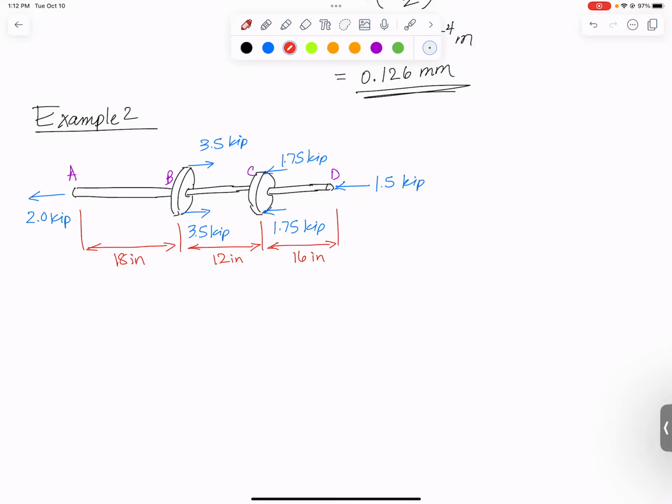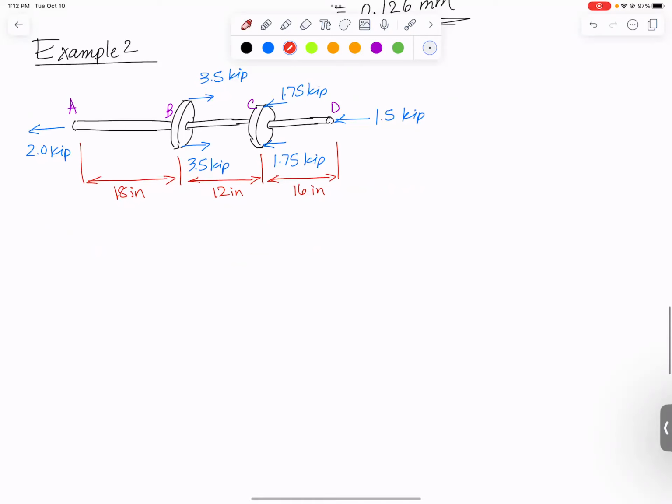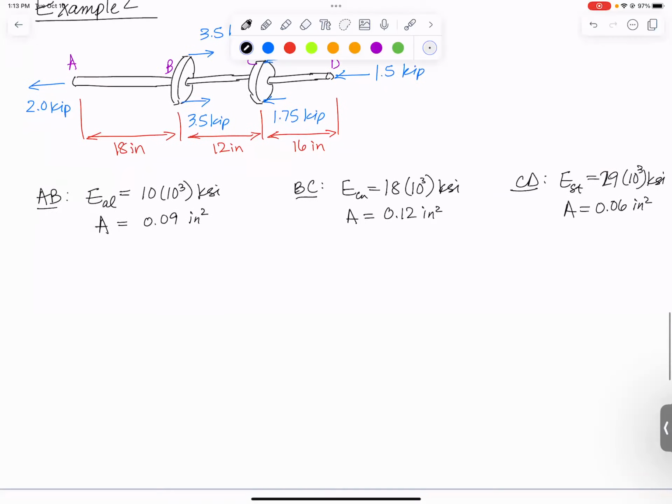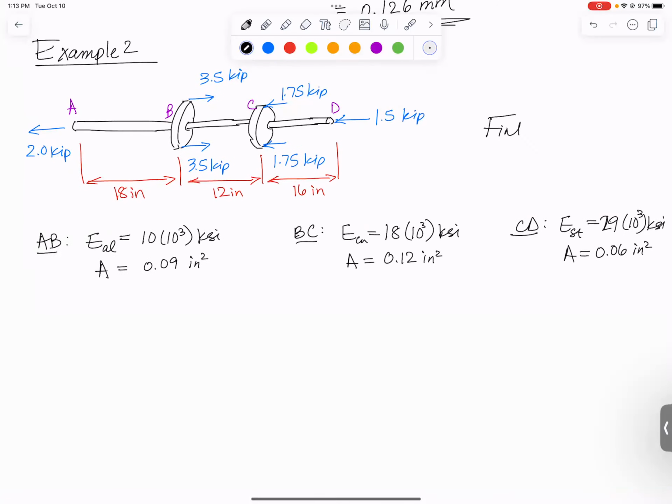Now we need the material and the diameter, or we actually are just given the areas for each of those segments. Section AB is made of aluminum with a Young's modulus of 10 times 10 to the third KSI, and it has a cross-sectional area of 0.09 inches squared. BC is made of copper, so its Young's modulus is 18 times 10 to the third KSI, and its area is 0.12 inches squared. And finally, CD is made of steel, whose modulus is 29 times 10 to the third KSI, and its area is 0.06 inches squared. And guess what we're asked? We are asked to find the displacement from A to D. So the total length change.